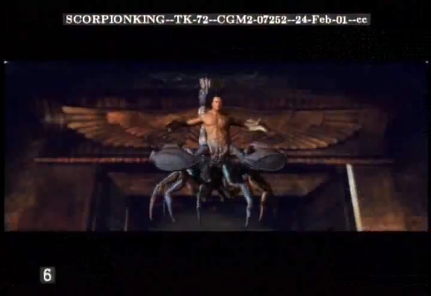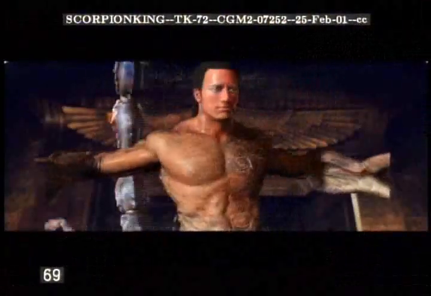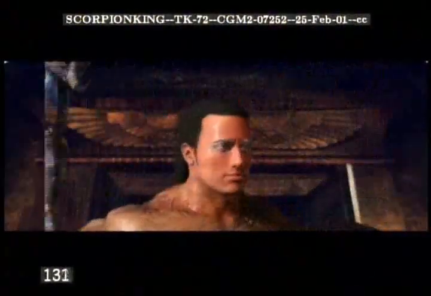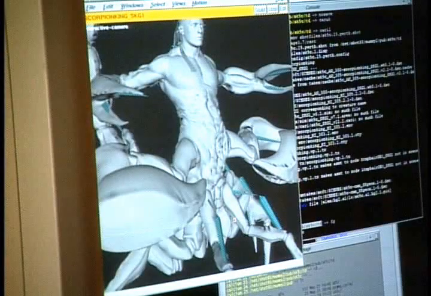We also need to make sure that our model looks right in the environment in which it's intended, in this case the Scorpion King Cavern, which is lit with bright firelight and a lot of dark areas. So this is that same model you saw a moment ago, and now this time it's in the Scorpion King environment. One of the things that you have to do in a model like this is figure out a way for the animators to control such a complex beast in a way that looks realistic and natural.